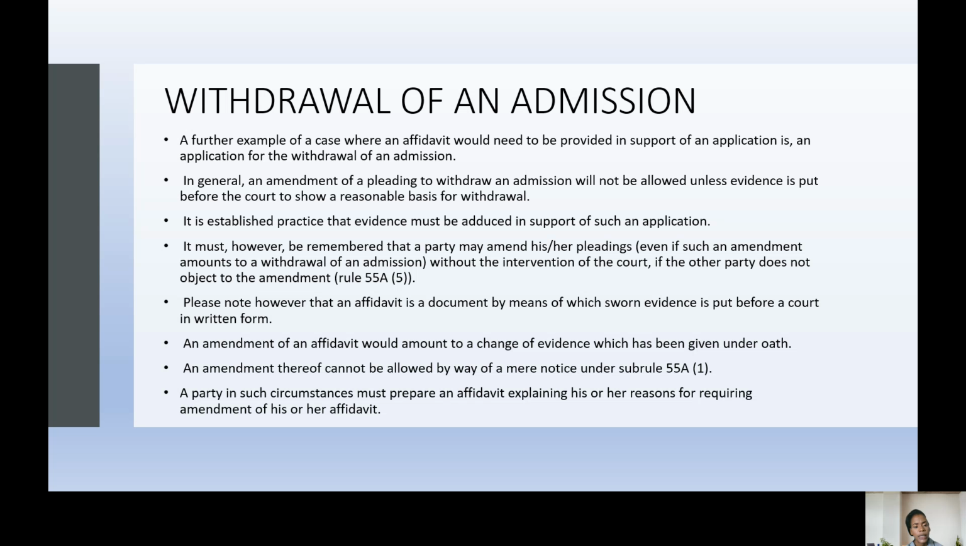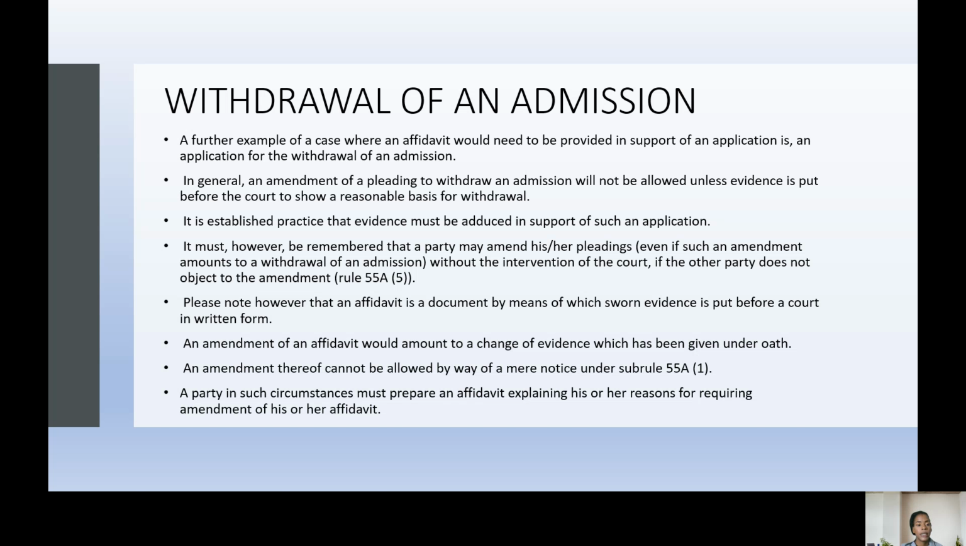Please note, however, that an affidavit is a document by means of which sworn evidence is put before court in written form. An amendment of an affidavit would amount to a change of evidence which has been given under oath. An amendment thereof cannot be allowed by way of mere notice under sub-rule 55A. A party in such circumstances must prepare an affidavit explaining his or her reasons for requiring an amendment of his or her affidavit.